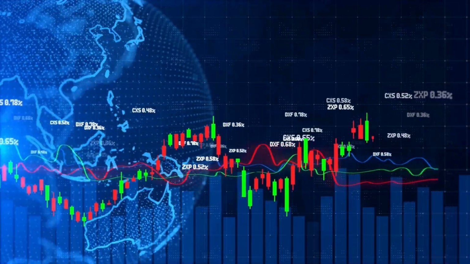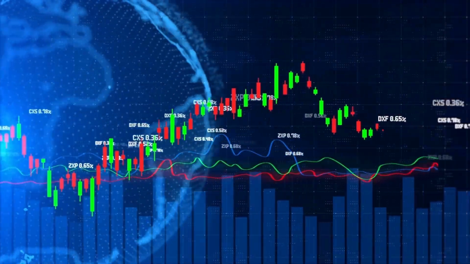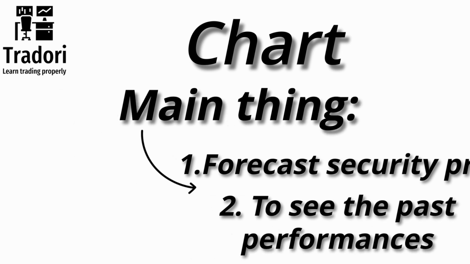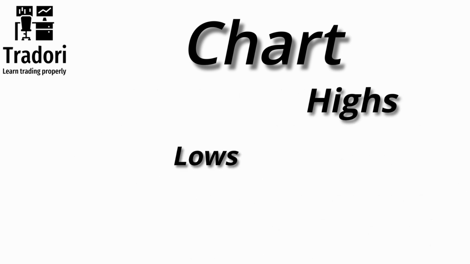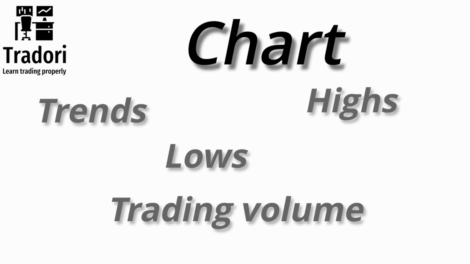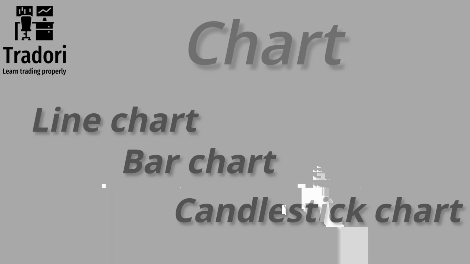As you remember, a chart is a graphical display of price information of a security over time, and it is the main thing used by technical analysis to forecast a security's price and quickly see the past performance of a stock, its highs, lows, trends, trading volume, and much more. The main types of charts used by technical analysts are the line chart, bar chart, and candlestick charts. Let's begin to analyze these charts.